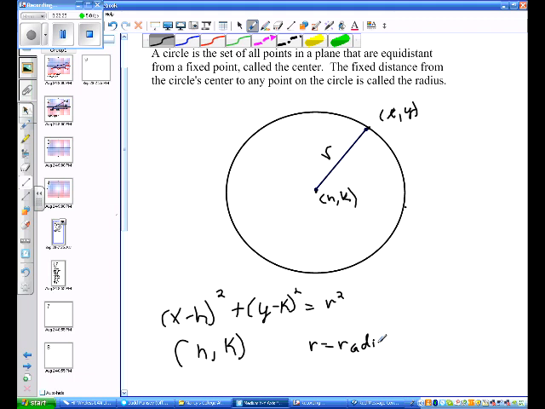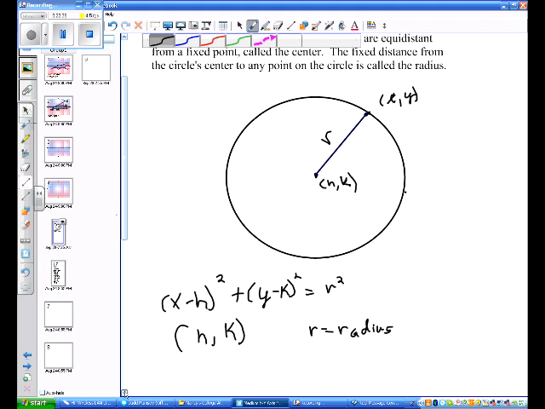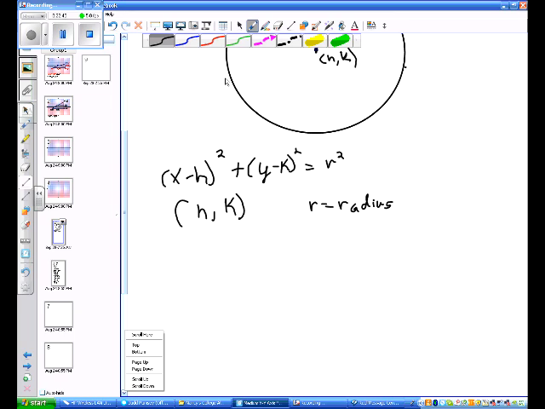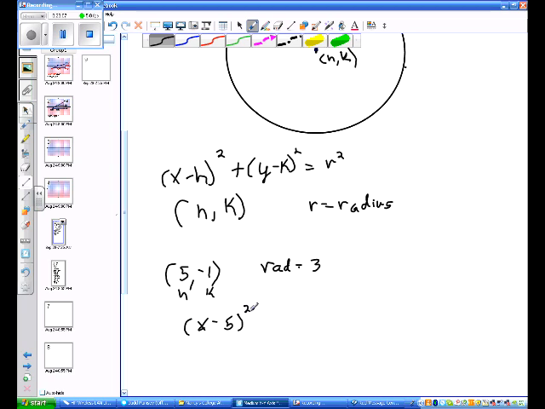So some of the things that you're going to need to be able to do is, given the center and a radius, you should be able to write the equation. If you're told that you have a circle and the center is at (5, -1), and you have a radius of 3. Well, this is your h, this is your k, so it's simply a matter of plugging it into the formula, which would be x minus h squared plus y minus k, which is -1, squared, equals the radius squared.